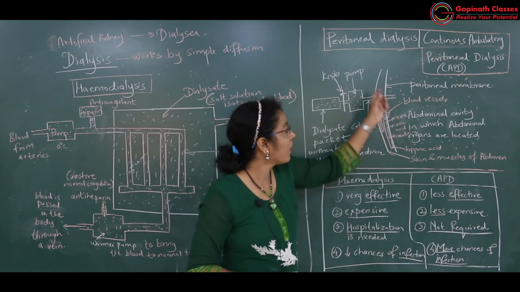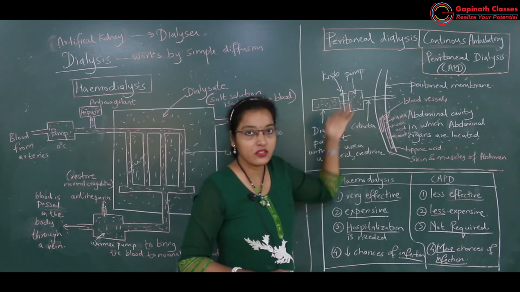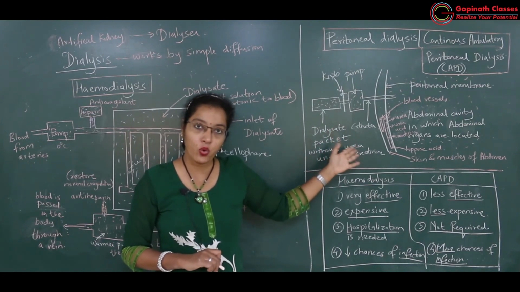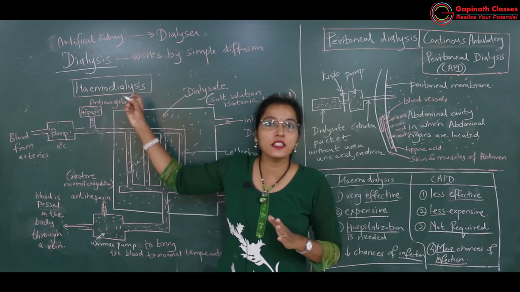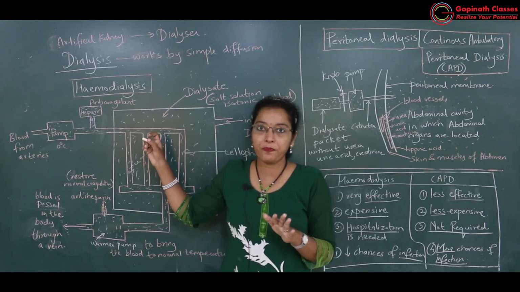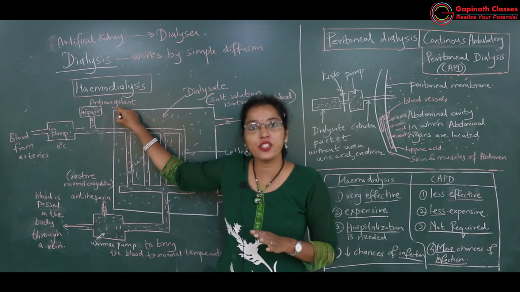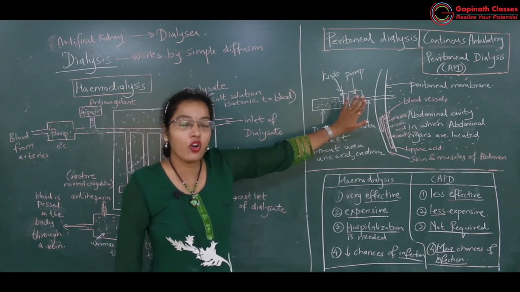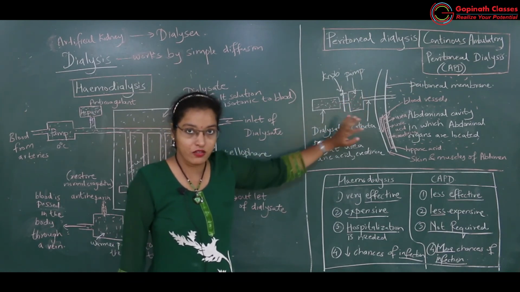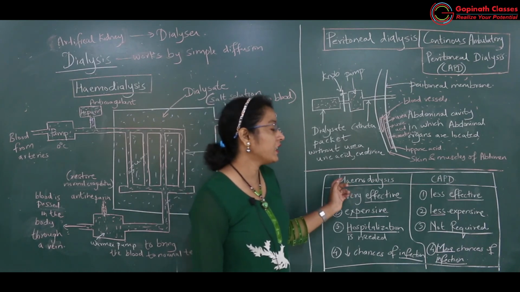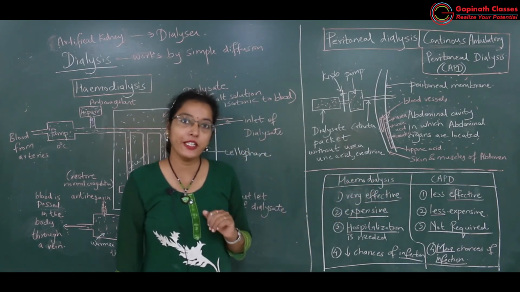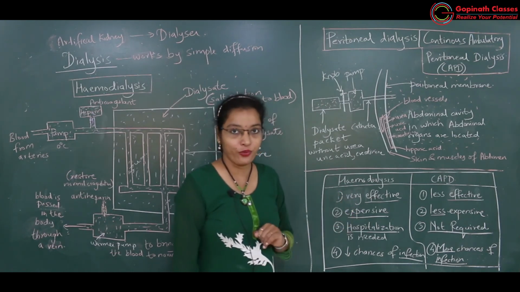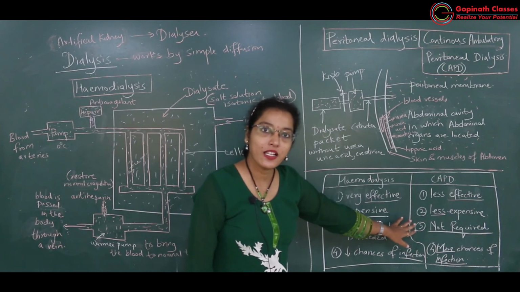Peritoneal dialysis is cheaper than hemodialysis. It can be done at home. Hemodialysis cannot be done at home. Got it? So hospitalization is needed for a few hours in hemodialysis. Here hospitalization is not needed. Now we'll study the difference between hemodialysis and peritoneal dialysis. First one, hemodialysis is very effective. Peritoneal dialysis is less effective.